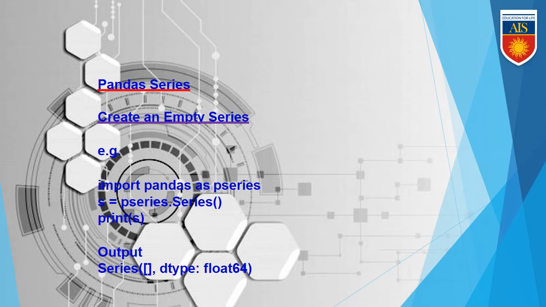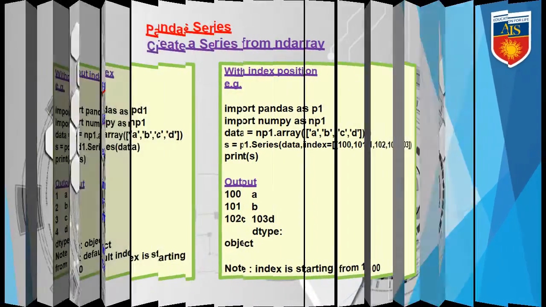Here is an option where we can learn how to create an empty Series. Import pandas as p, s equal p.Series(), print s, and then we'll get the output of the Series. There we will get the data type as float.